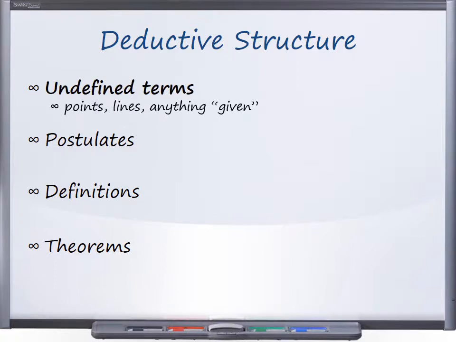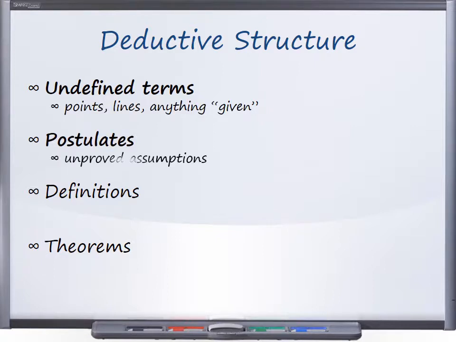Undefined terms are really anything that is given to us. Things like points and lines we talked about as being undefined terms in geometry because you can describe them, but you can't really come up with a true definition for them. But when we're looking at proofs, really anything that's given to us, it could be a statement that we're accepting as true, it could be a diagram, we'll consider undefined terms, and that's part of our deductive structure. And it's usually a starting point for us in a proof.